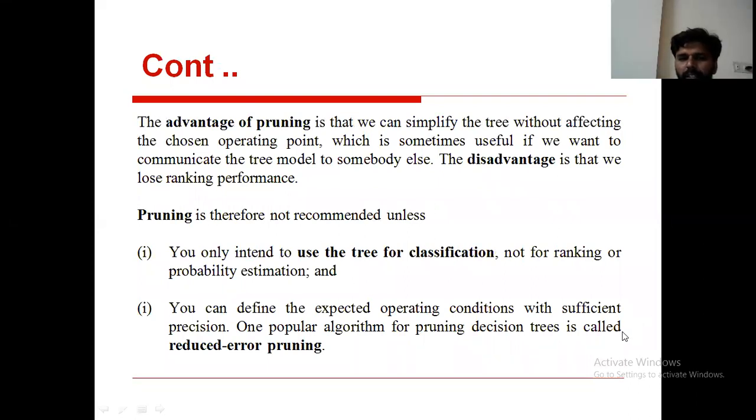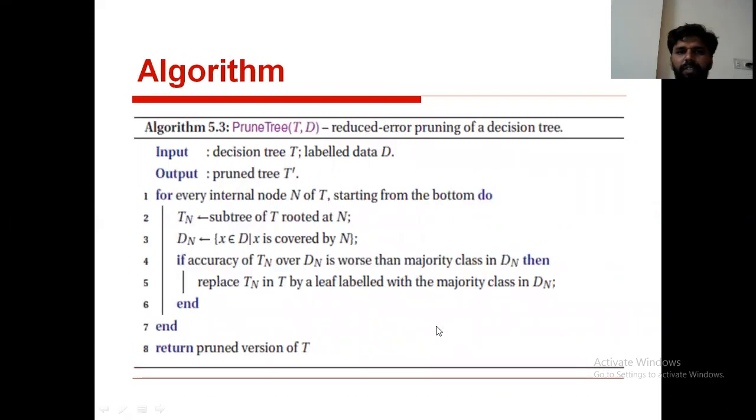One popular algorithm to perform pruning is called reduced error pruning. Reduced error pruning is the popular algorithm to perform the pruning. Coming to the next one. This is the algorithm we need to use to perform tree pruning. The algorithm name is PruneTree.